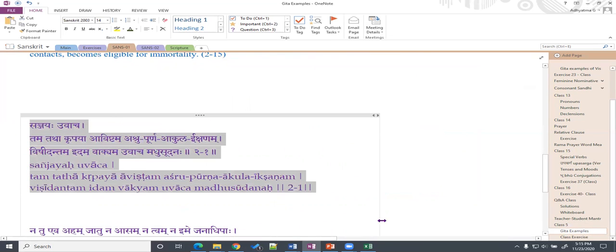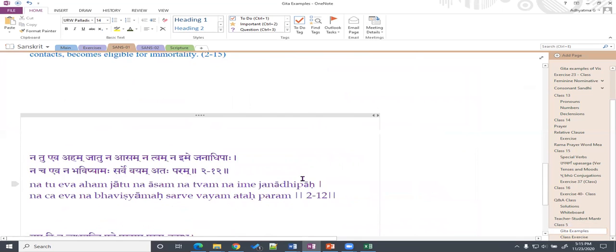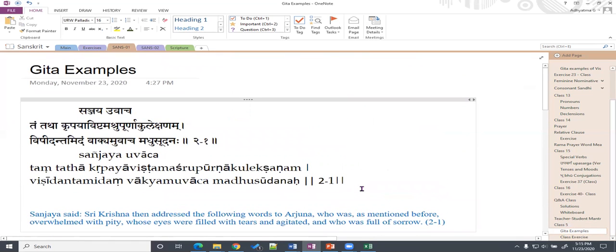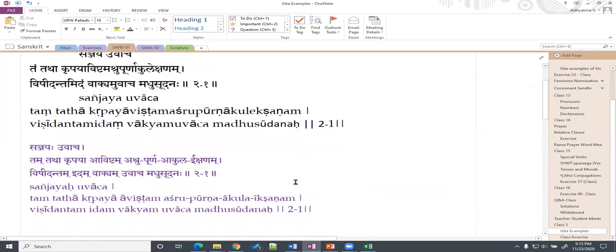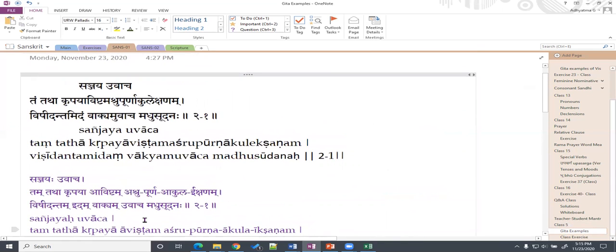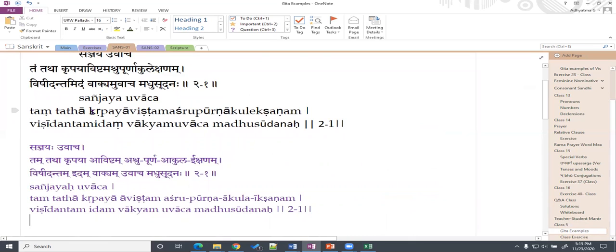I have this verse covered in the sandhi, and here it is. You see this word, krupaya vishtam ashrupurna kulekshanam. First of all, here it is krupaya avishtam ashru purna akula ikshanam. Many words come together because sandhi kept happening, and so if sandhi is happening, you would have these words coming together.